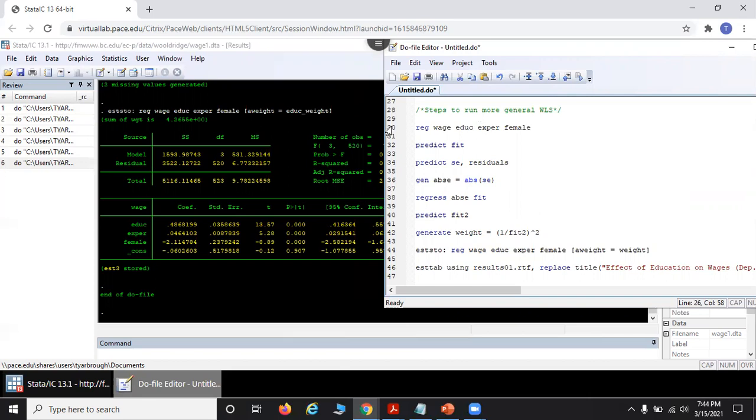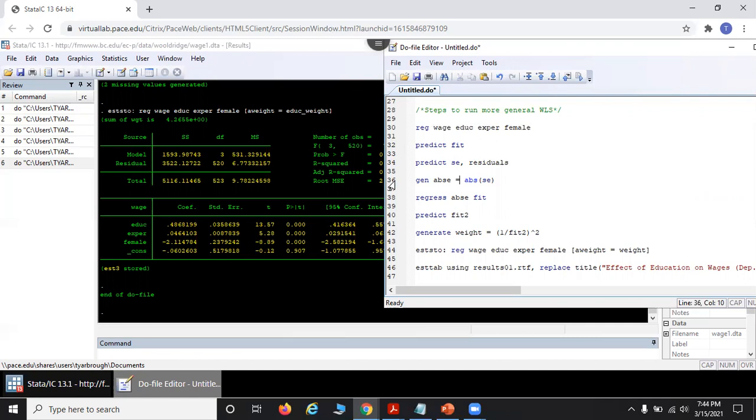So the first step is to just run the baseline regression. Again, this is the same specification that we've seen from the beginning. The second bit of code here, predict fit, is basically going to save the results of that initial model, and we're going to name it fit. Then we're going to save the residuals from that baseline regression, and we're going to name them SE, or for standard error. Okay. In this third step, what we do is we take the absolute values of standard errors.